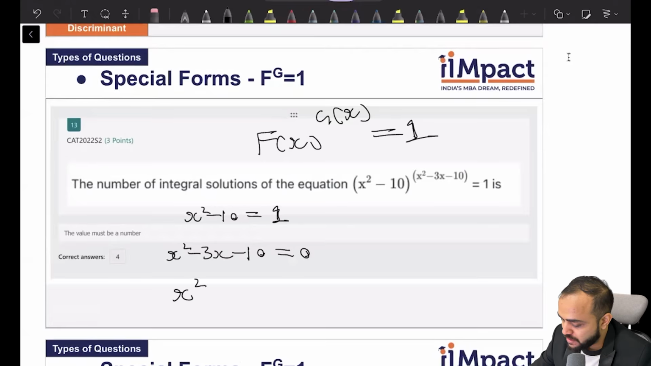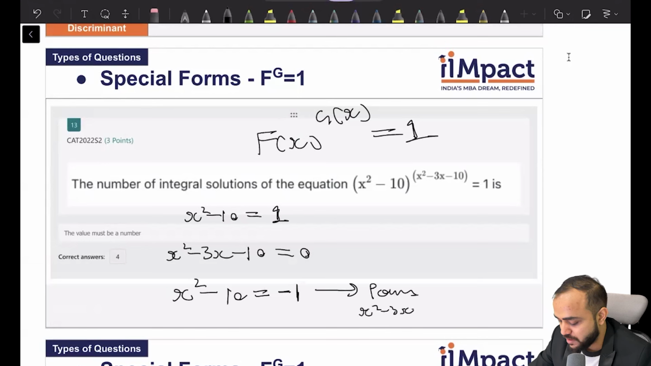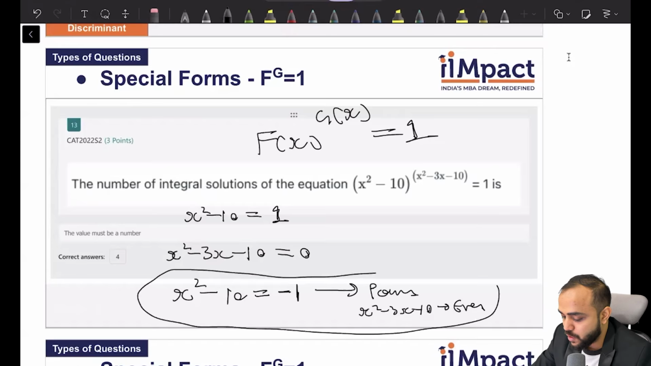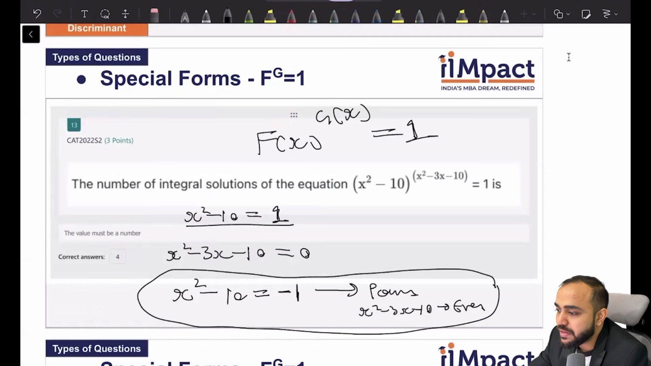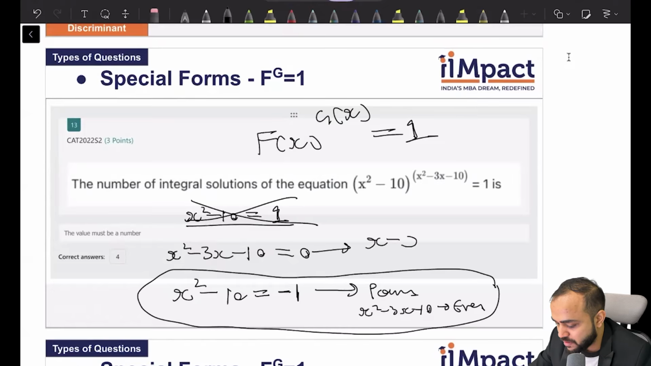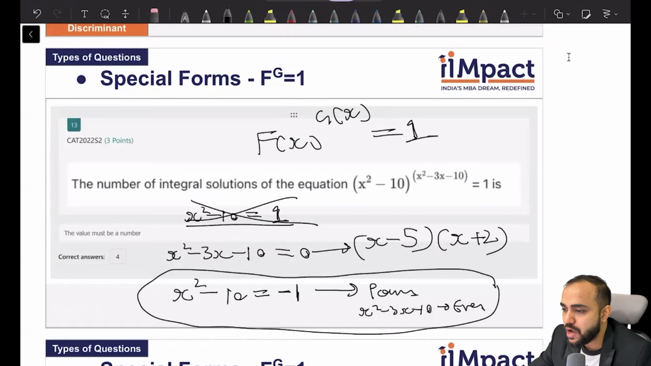If your base is equal to minus 1 and corresponding to that your power, which is x square minus 3x minus 10, is even, then that will also be allowed. This is the special case which is usually missed. So x square minus 10 is equal to 1. Will that give you any integral solutions? No. x square minus 3x minus 10 equal to 0 will give me integer solutions as x minus 5 into x plus 2. Right? So 5 and minus 2 are going to be two values from here.